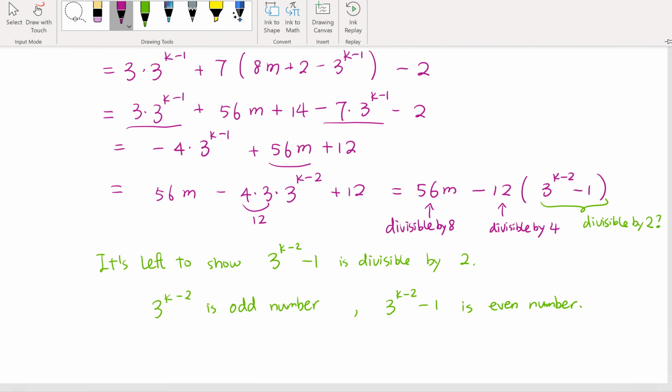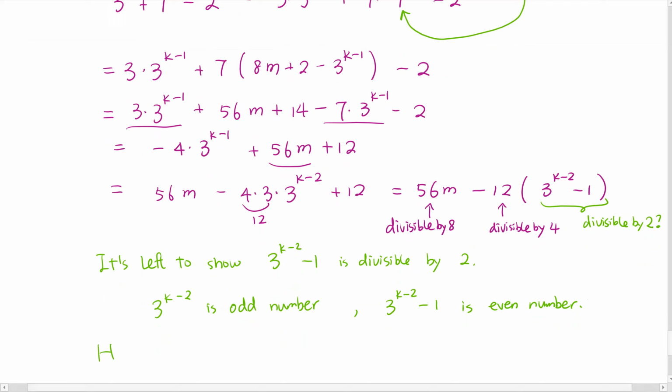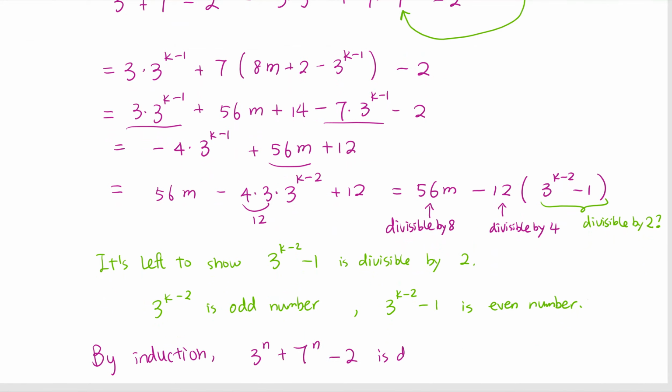So we say, hence, by induction, we have 3 to the n plus 7 to the n minus 2 is divisible by 8. And that completes the proof.